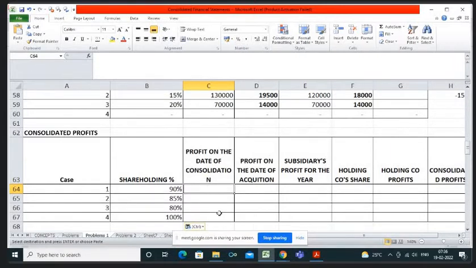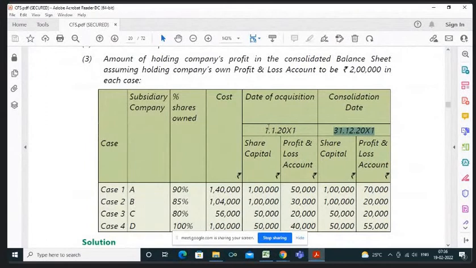How much is the profit on the date of consolidation? Here they have not given the standalone profit for the period 1st January to 31st December. They have only given the profit and loss account balance. So we have to compare these two and find out the profit for the year. This is the opening balance and this is the closing balance. When you compare the opening balance and closing balance, we will know what changes happened during the year. In the first case, on the date of consolidation it is 70,000 and on the date of acquisition 50,000, which means in this 1 year 20,000 additional profits have come.